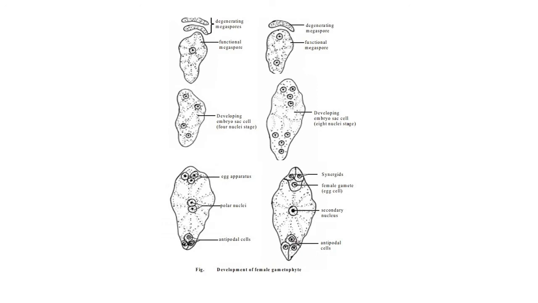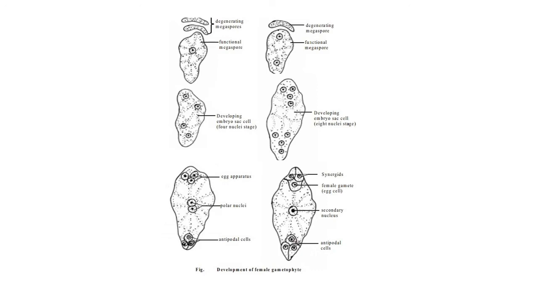On the basis of the nuclei in the embryo sac, two types of monosporic type are recognized by Maheshwari, the famous embryologist belonging to India. One is the 8 nucleate type and the other is the 4 nucleate type. What are they? In a mature embryo sac, if the nuclei are 8 in number, we call it the 8 nucleate type. And if only 4 nuclei are present, then it is known as the 4 nucleate type of monosporic embryo sac.